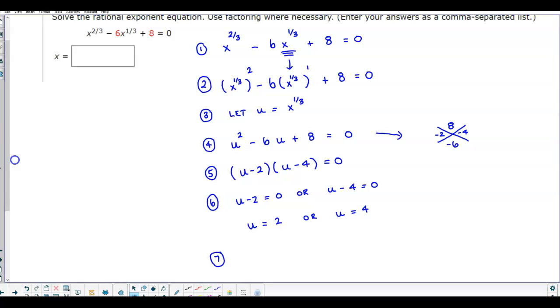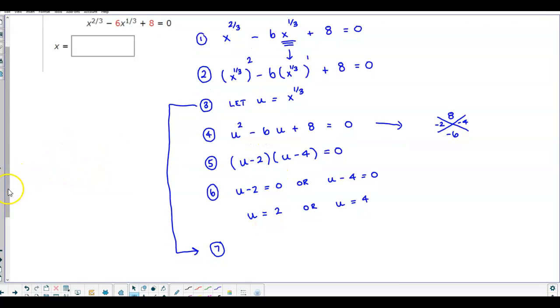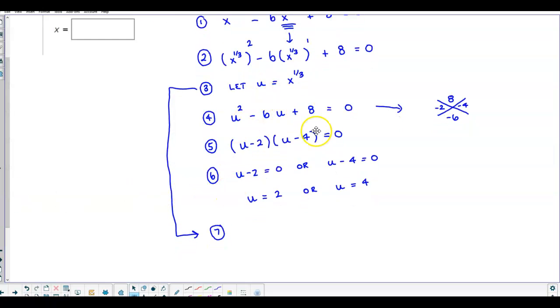Okay, now we're not finished with the problem, because in step 3, we said that u is equal to x to the 1/3. And so we're still trying to solve for x. So all we did was use u substitution to allow us to use factoring in an easier way to get to this result. So now we have to replace u with x to the 1/3. So now this u becomes x to the 1/3, and that's equal to 2. Or this u becomes x to the 1/3, and that's equal to 4.